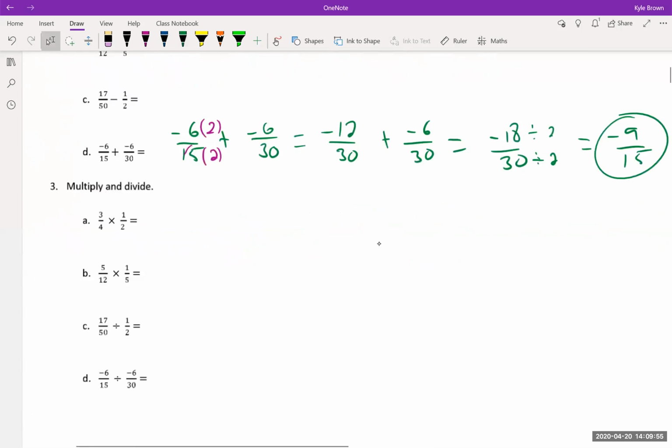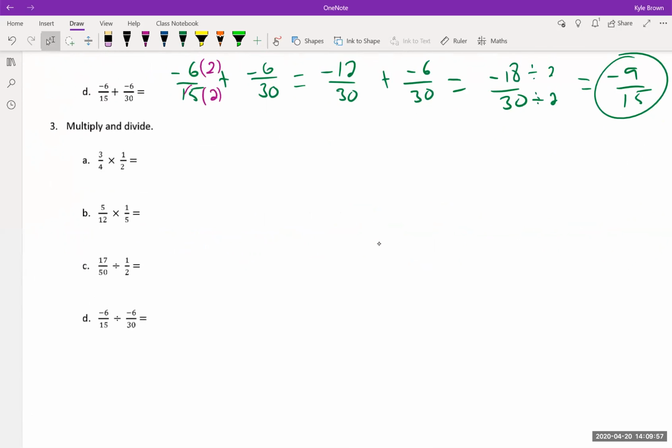All right, multiplying and dividing. So multiplying and dividing are the easy ones. Multiplying is just straight across, anyway. So you just multiply straight across. We go 3 times 1 is 3. 4 times 2 is 8. And that's it. You would simplify if you could, but we can't on that one.